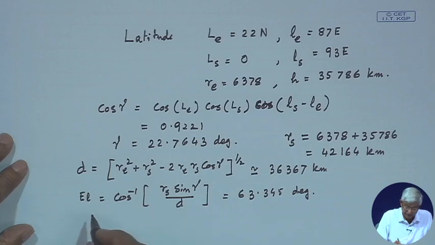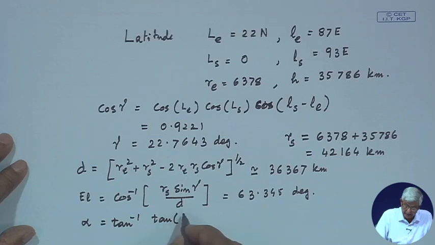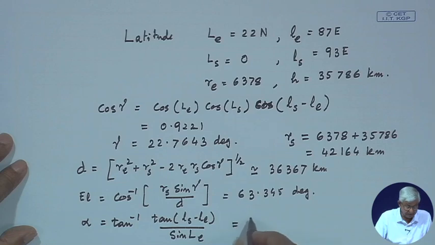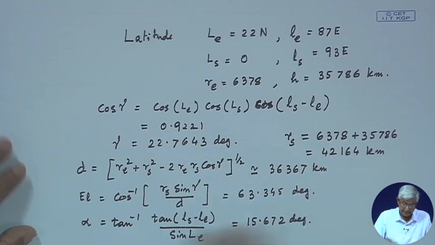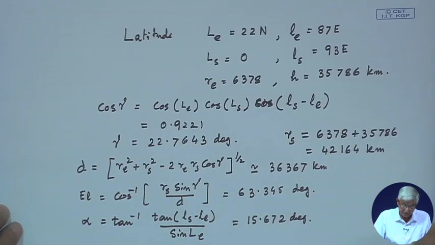For azimuth, if you remember, we had to calculate an intermediate angle, which is alpha, which is supposed to be tan inverse of tan of the difference of the longitude, l S minus l E, divided by sine of L E, which you will calculate, you will find out 15.672 degree, that is alpha.